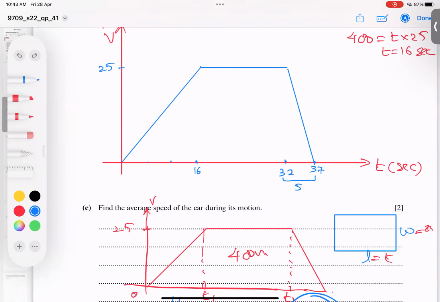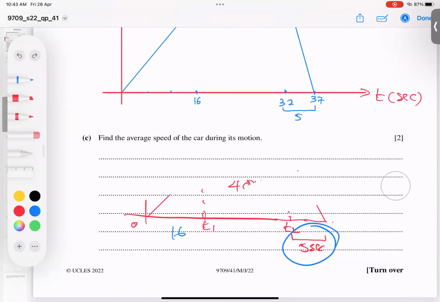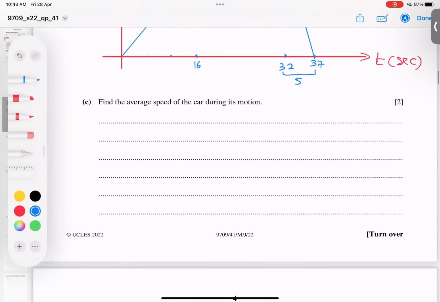Now, the last part. What is he asking for? I'm erasing this. In an exam you can do pencil work and erase it later on. Find the average speed of the car during the motion. What is the average speed formula, students? Average speed formula is total distance divided by total time.